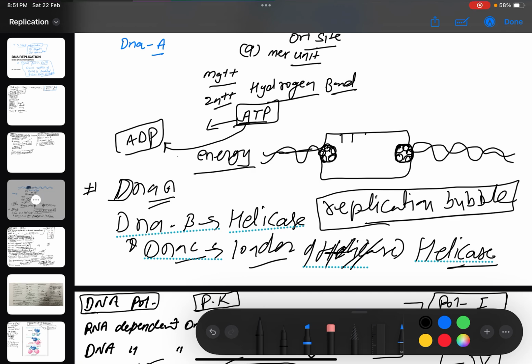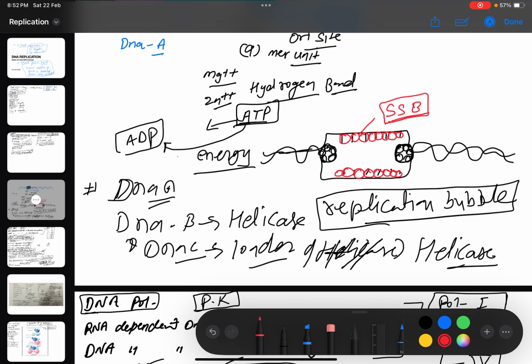The hydrogen bond is broken down, and that is known as the replication bubble. As the DNA helicase is loaded and the strand is separated, another protein, known as the SSB protein, comes and binds to this single stranded DNA, so the DNA cannot join together again. The hydrogen bond is not produced. It stops hydrogen bond formation between the two melted DNA strands. Now this DNA remains open like this.